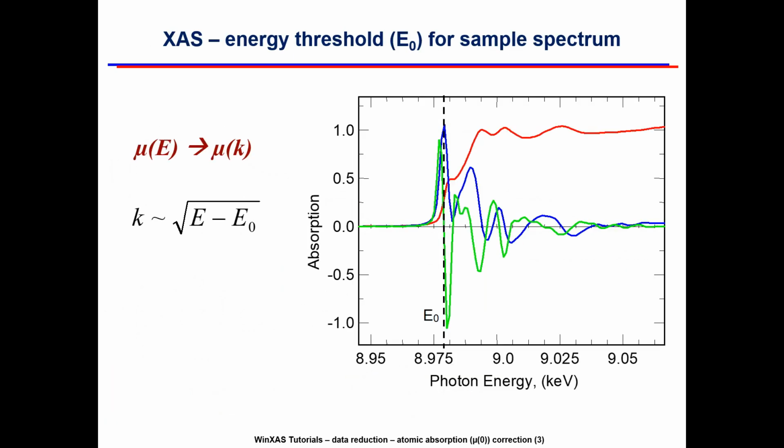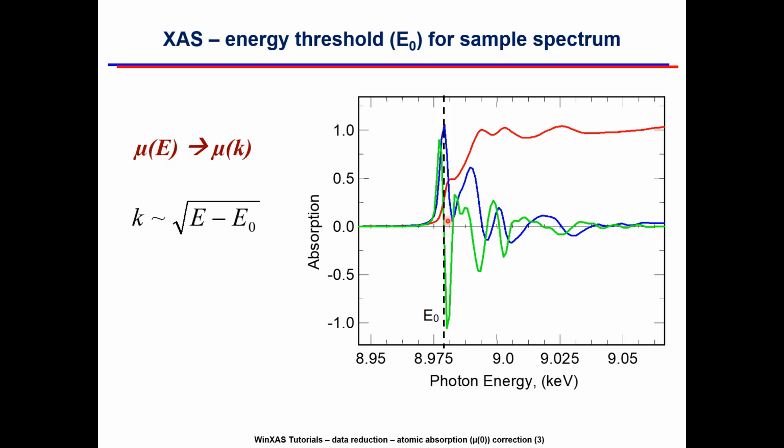Prior to the atomic absorption correction, the x-axis of the XAS spectrum needs to be converted from the energy space to the k-space. This requires determining the E0 value of the sample spectrum, and the procedures used for this are the same as those used for energy calibration.